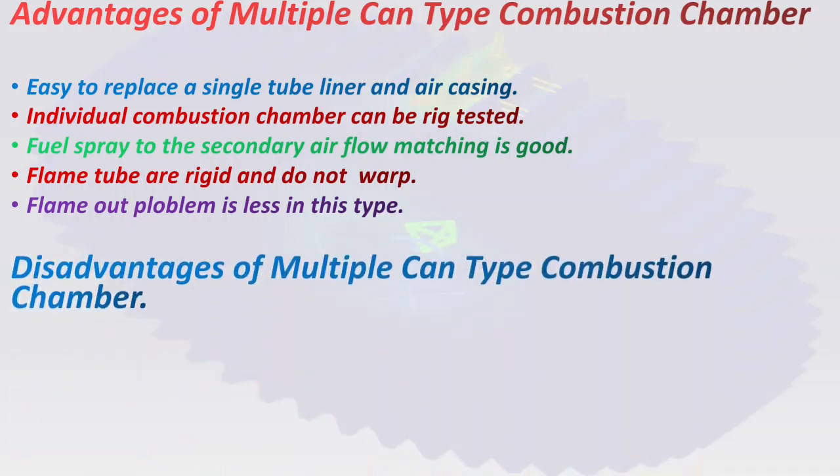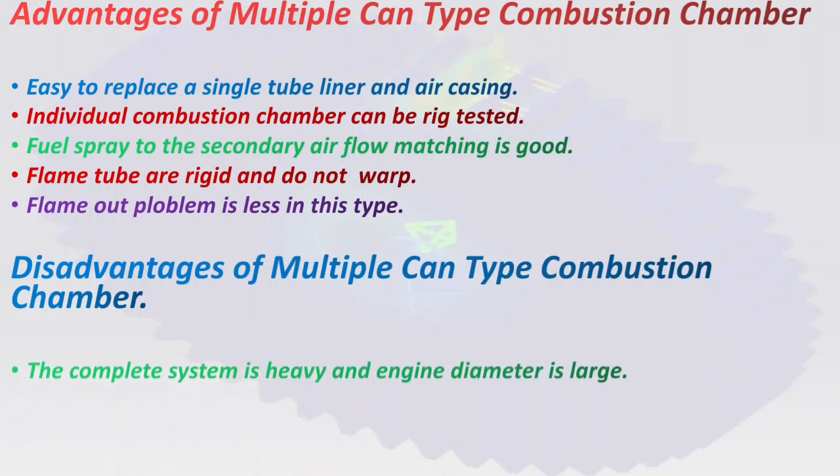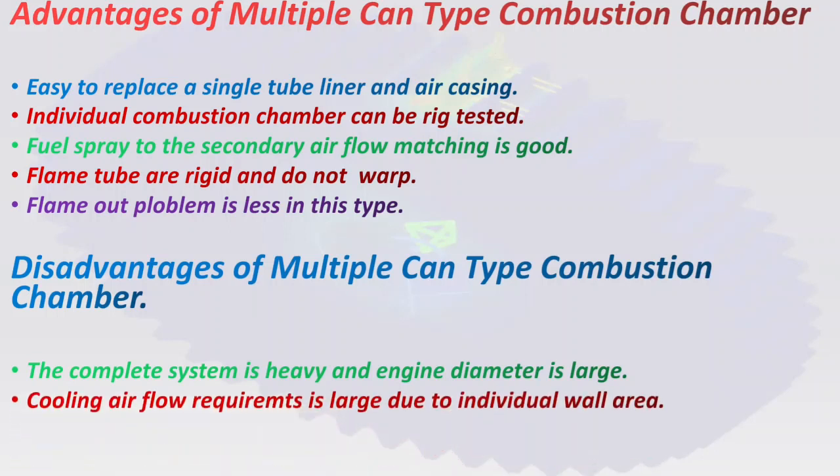Disadvantages of the multiple can type combustion chamber: the complete system is heavy and engine diameter is large. Cooling airflow requirement is large due to the individual wall area. Poor utilization of space. So this is all about the multiple can type combustion chamber. In our next video, we will discuss annular type or can annular type combustion chambers.